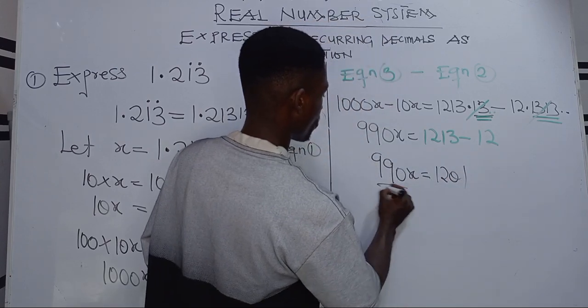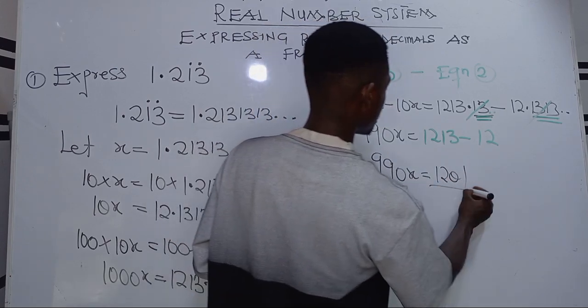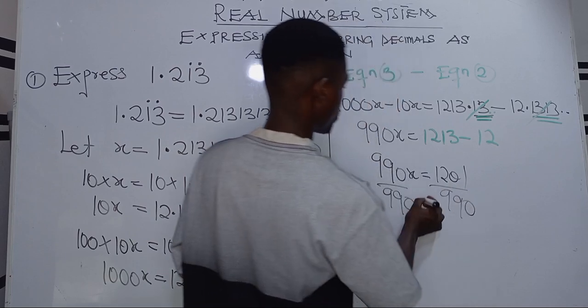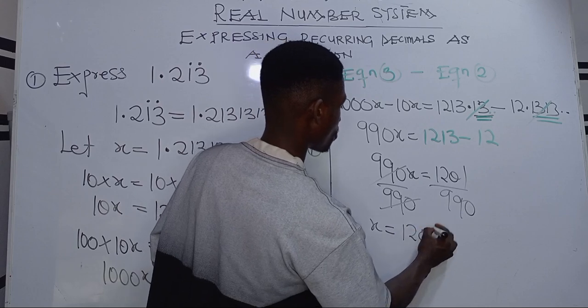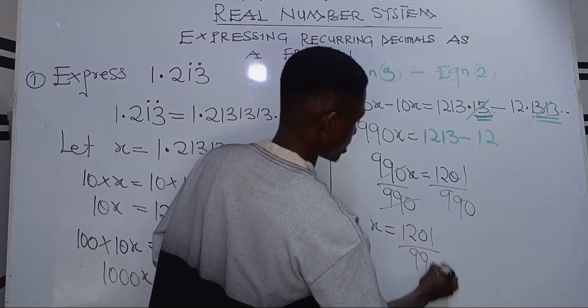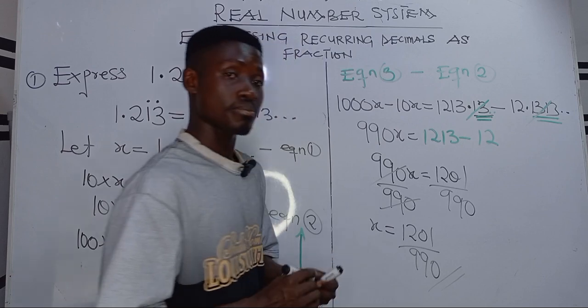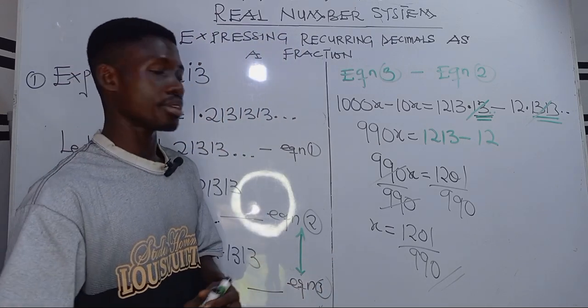We are looking for x. We divide both sides by 990. So this and that will go. We have our x is equal to 1201 all over 990. And that is that. Very, very easy and simple.